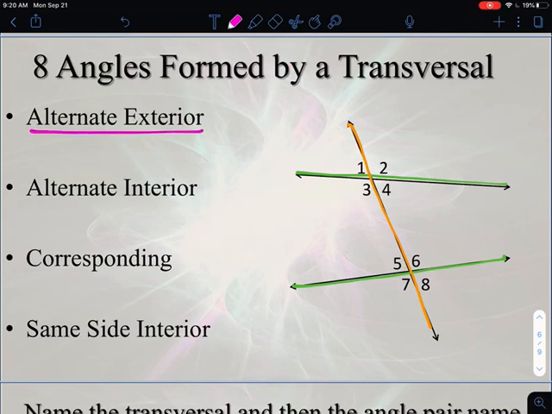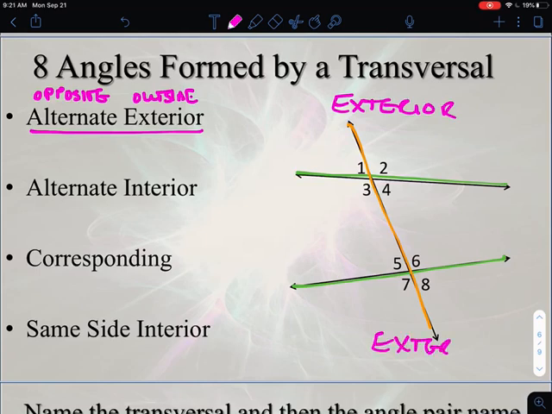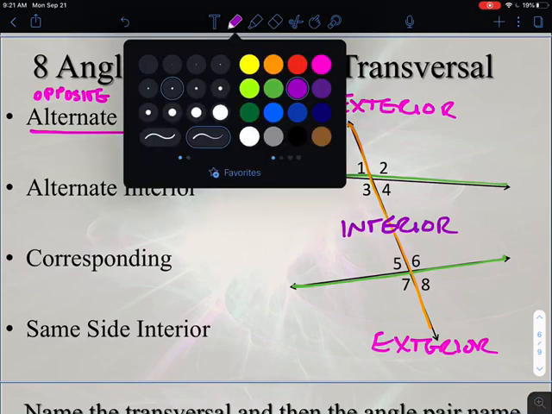The first is called alternate exterior. Alternate, you want to think of like opposite sides. And exterior obviously means outside. So what we're talking about here are outside angles. So outside, this is the exterior of my figure. This is the exterior of my figure. And then on the inside of my figure would be the interior. We're talking about between the lines. So between the two green lines is my interior, outside the green lines is my exterior.